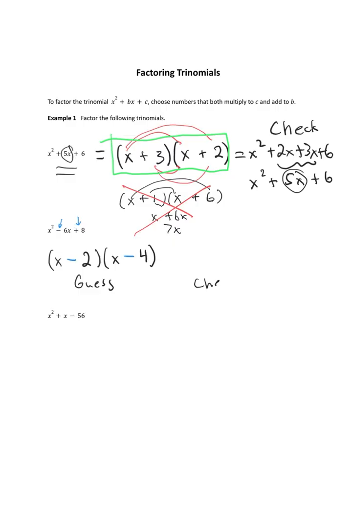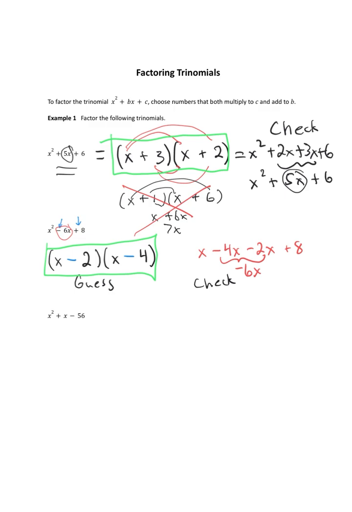So let's do the check part to make sure that this is correct. If I multiply that out, you would get x times x, which is x squared. x times negative 4 would be minus 4x. Negative 2 times x would be negative 2x. And negative 2 times negative 4 would be plus 8. And when I combine those like terms, I do get my negative 6x, just like we had in the middle there. So our guess checks out. So this would be the solution to factoring this trinomial. Now it's a product of two binomials.